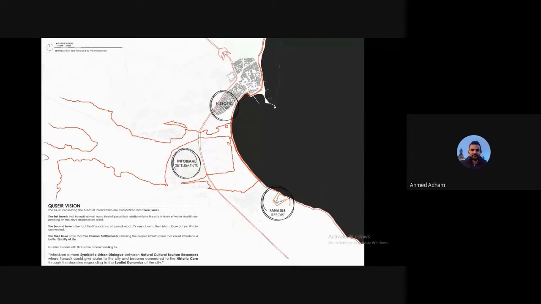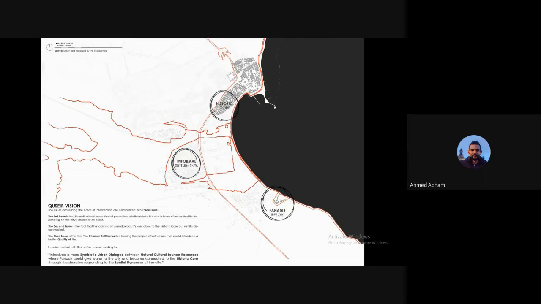So to elaborate more on the vision we are proposing, the issues concerning the interventions comprise three issues. The first issue is that Fanadir Resort, as we mentioned before, has almost a parasitical relationship with the city in terms of water, depending on the desalination plant of the city. The second issue is that Fanadir is a bit paradoxical. It's quite close to the historic core compared to the other resorts, which are around 8 kilometers from the city.